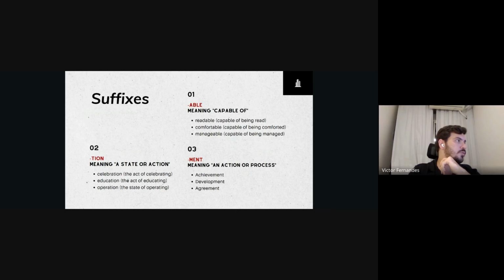Moving on, we reach the group of suffixes able, meant, and shown. Usually, able shows an ability, something that you are capable of. Meant is a process of something ongoing, or a point that you reached. And shown would be the action itself. So, for example, if we have a celebration, it's something that we are celebrating. Or if you're capable of doing something, it could be manageable.